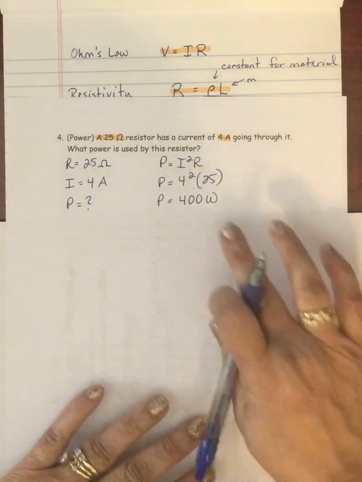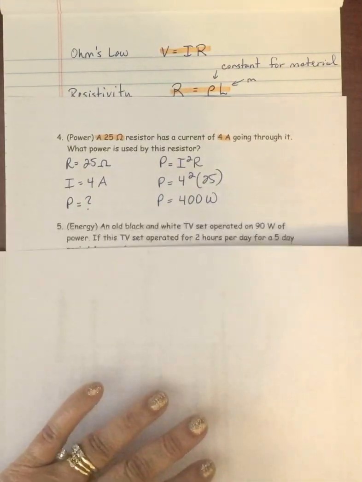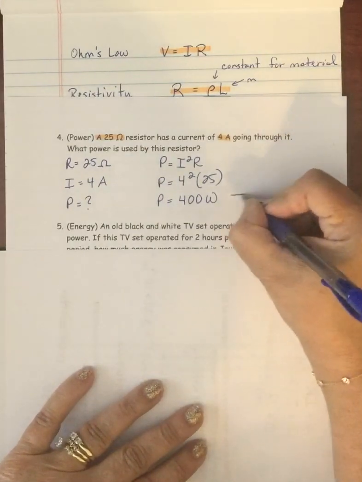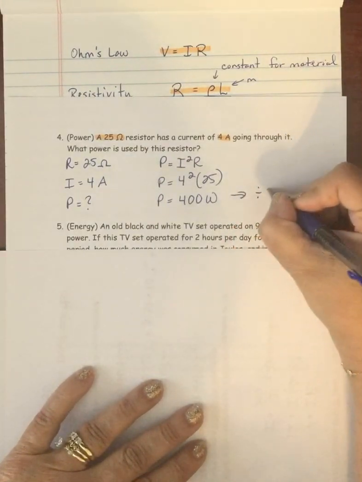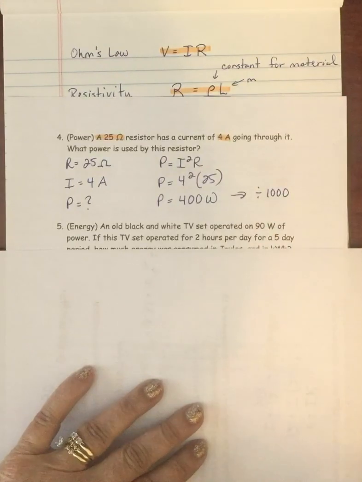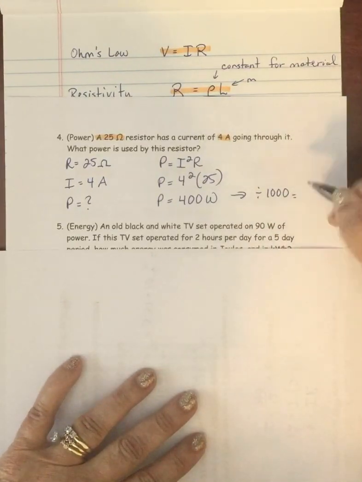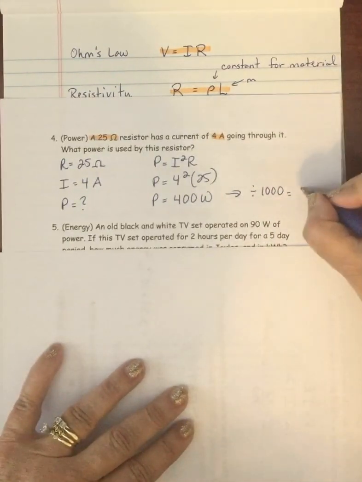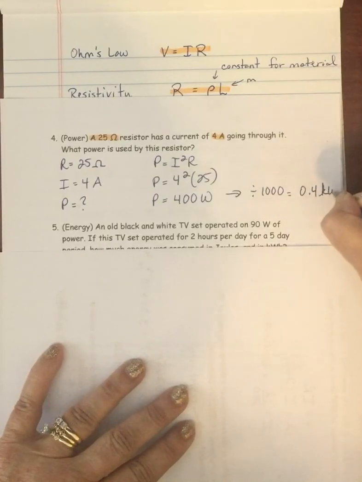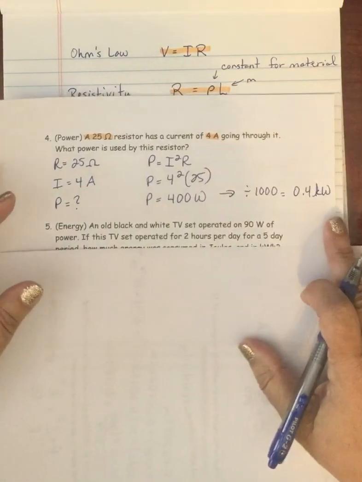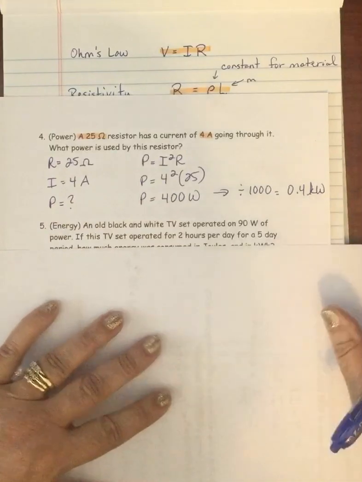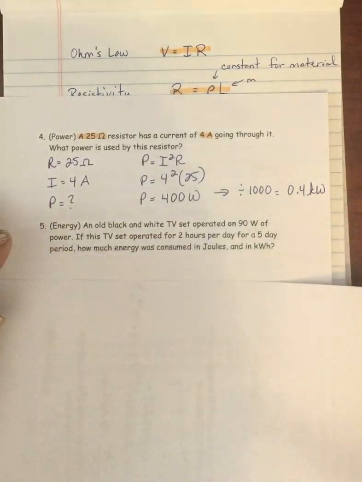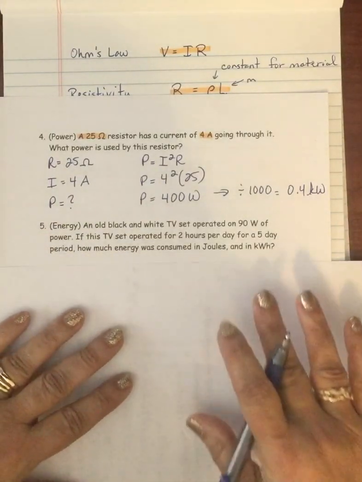Now, what if you were asked to convert that to kilowatts? If you wanted kilowatts, you would divide by 1,000, and that would give you kilowatts. And so that would be 0.4 kilowatts. It just depends on what the problem is asking for. Okay? All right, next example, number 5.